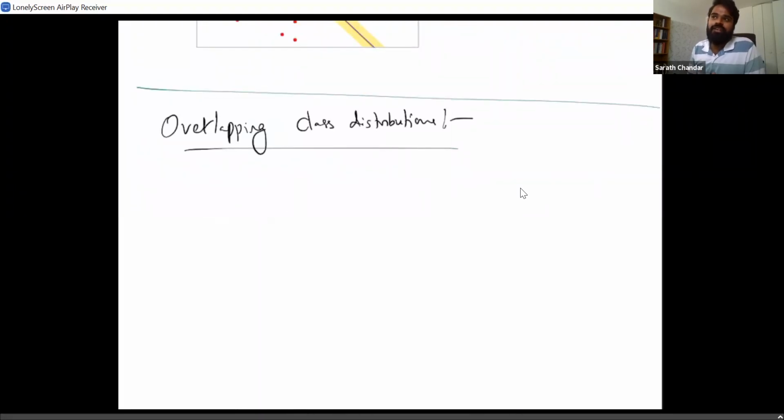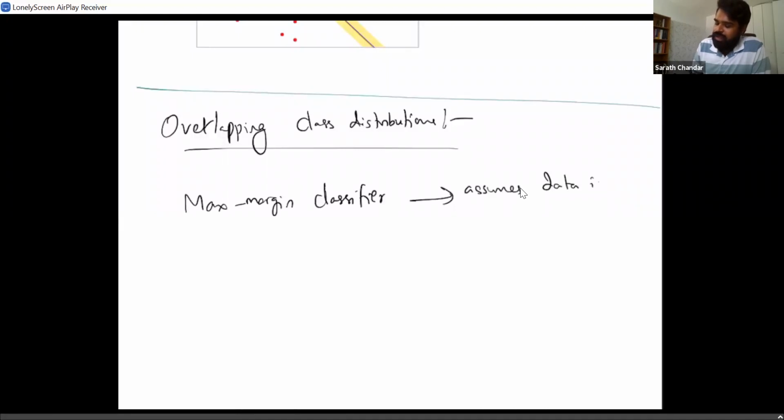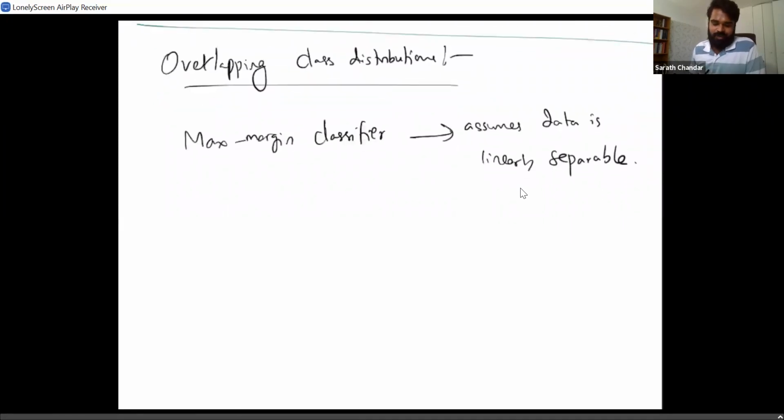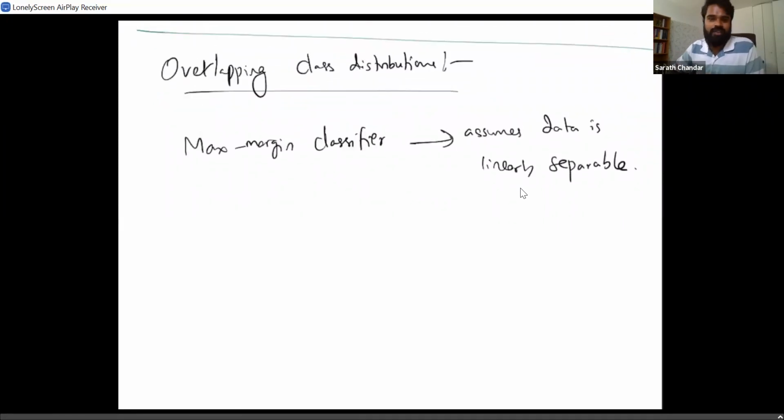Okay, so now we're going to look at overlapping class distributions. What's the issue with max margin classifier? The issue is that it assumes that the data is linearly separable. Now, what to do when data is not linearly separable? Any suggestions? What can I change in this max margin formulation to deal with the case that the data is not linearly separable?